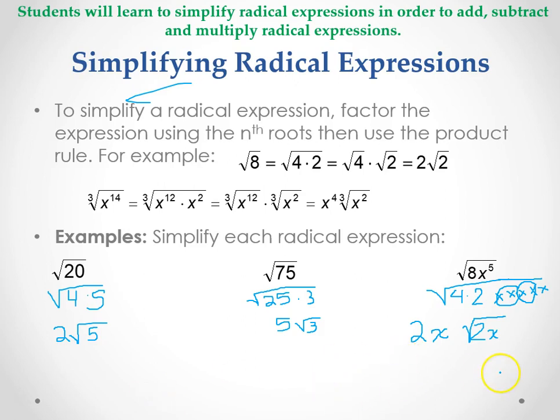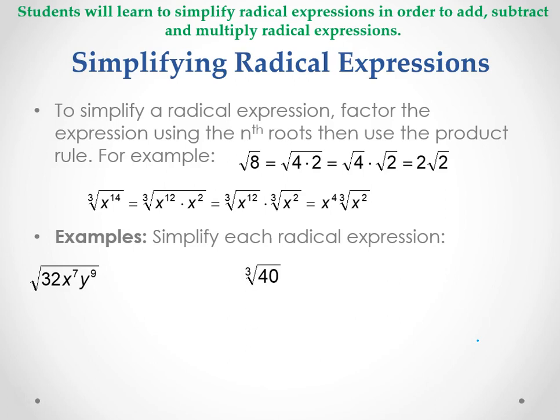Notice how we did that. We're looking for pairs. So the other thing you could have done is, I know that 4 is really 2 times 2, and then you have a pair of 2's on the outside, and the lonely one remains in.